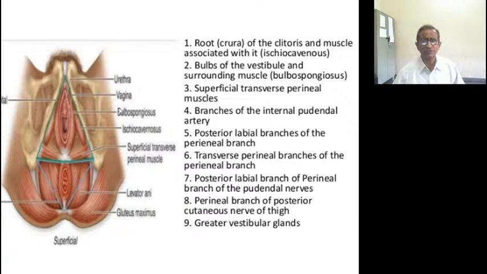And then we have the contents: root of clitoris and muscles associated with it, then bulb of vestibule and surrounding muscles, then superficial transverse perineal muscles, branches of the internal pudendal artery, posterior labial branches, transverse perineal branches, then perineal branches of the posterior cutaneous nerve of thigh, and greater vestibular gland.